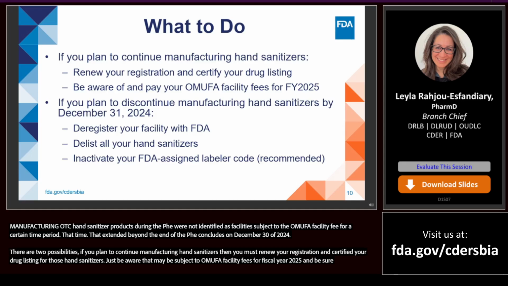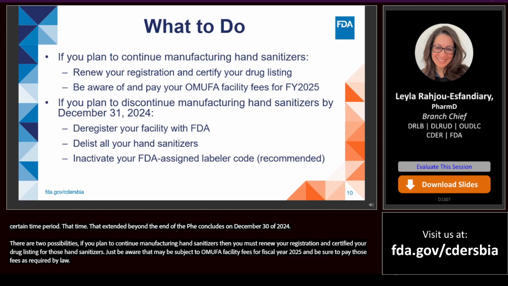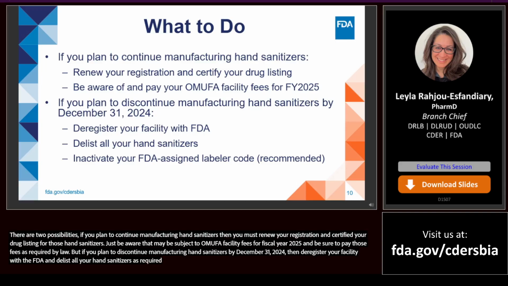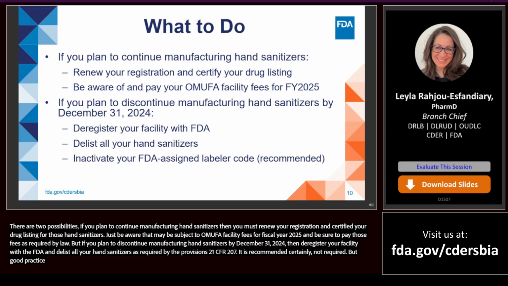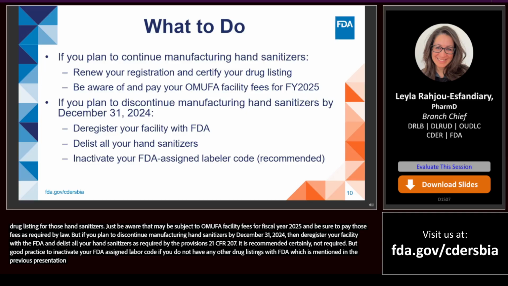But if you plan to discontinue manufacturing hand sanitizers by December 31, 2024, then deregister your facility with FDA and delist all your hand sanitizers as required by the provisions in 21 CFR 207. It is also recommended, certainly not required, but it's good practice to inactivate your FDA-assigned labeler code if you do not have any other drug listings with FDA, which, as mentioned in the previous presentations, you can always come back and reactivate if you come back to business.